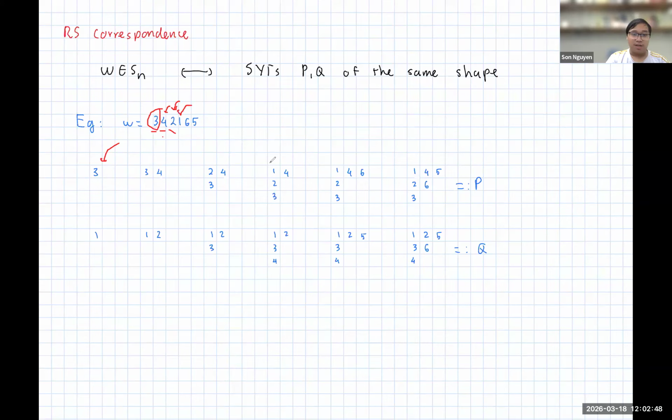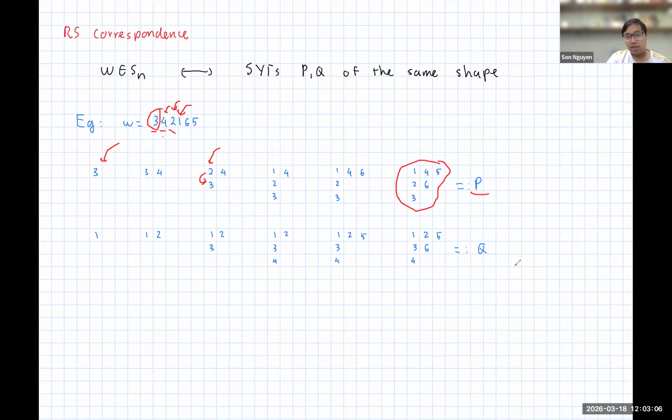Next I put the 1 in. The 1 kicks the 2 out, the 2 has to kick the 3 down, and I get this. And then I just put 6 and 5. The final thing I have here is what we call the insertion tableau. We usually call it P.